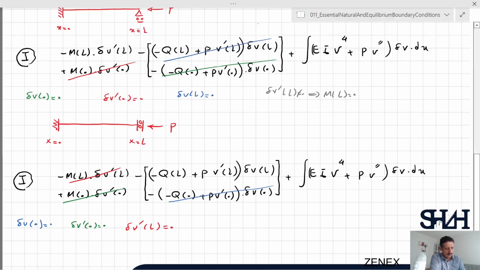And the final one, so delta V at L is not 0. As a result, minus QL plus PV prime at L should be 0. That's the way we need to solve these types of equations or questions. So the first 3 are the essential, and the last one is the neutral boundary condition.